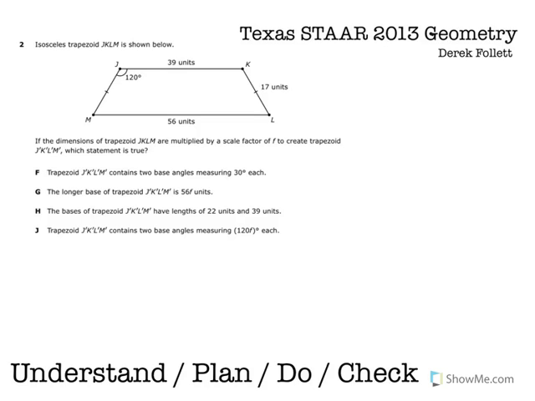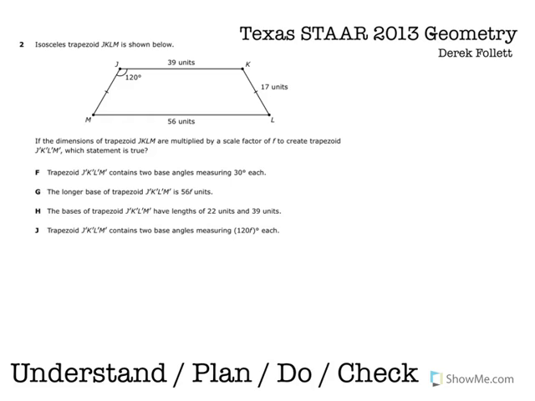This is question number 2 from the Texas STAAR 2013 geometry exam. It says, isosceles trapezoid JKLM is shown below. And it's got a couple things labeled there. If the dimensions of trapezoid JKLM are multiplied by a scale factor of F to create trapezoid J' K' L' M', which statement is true?